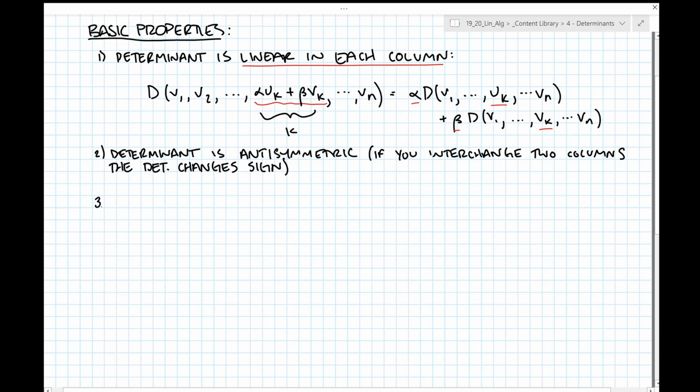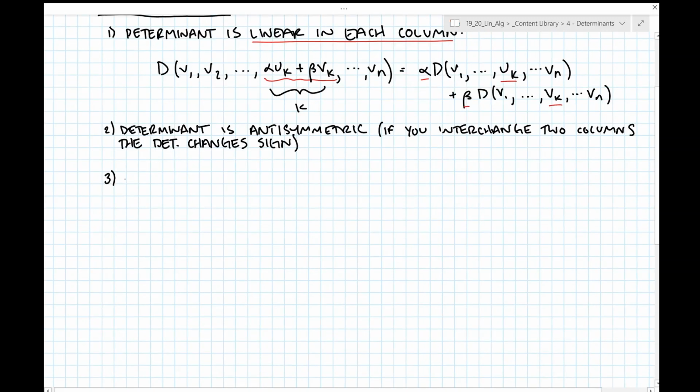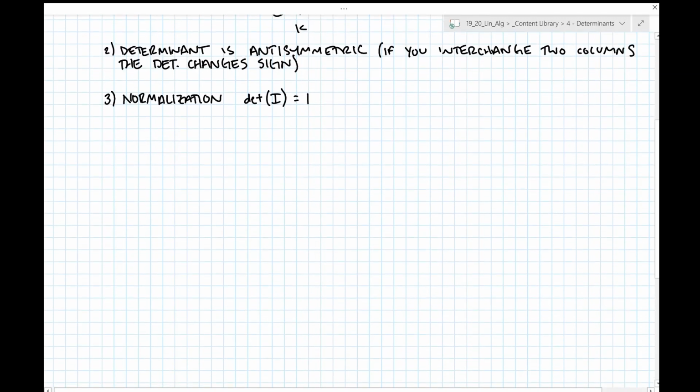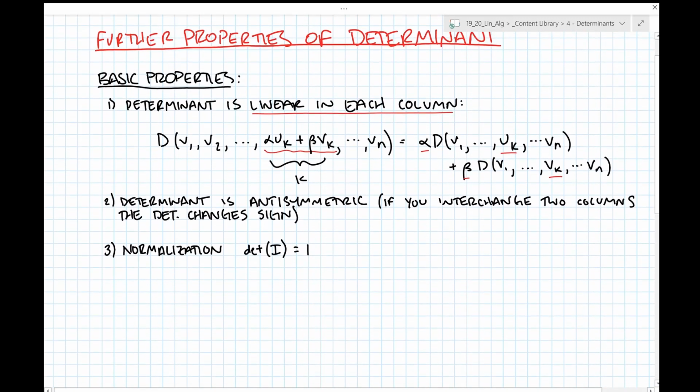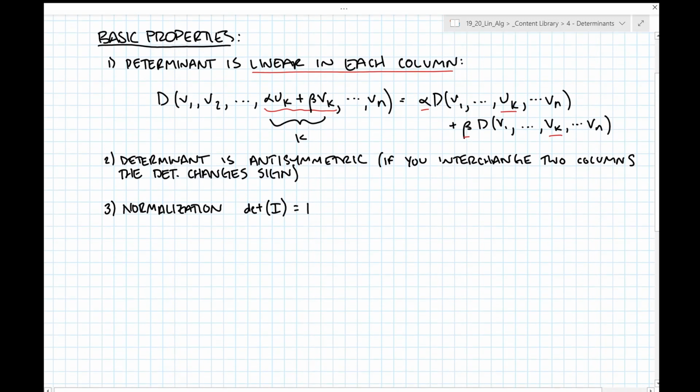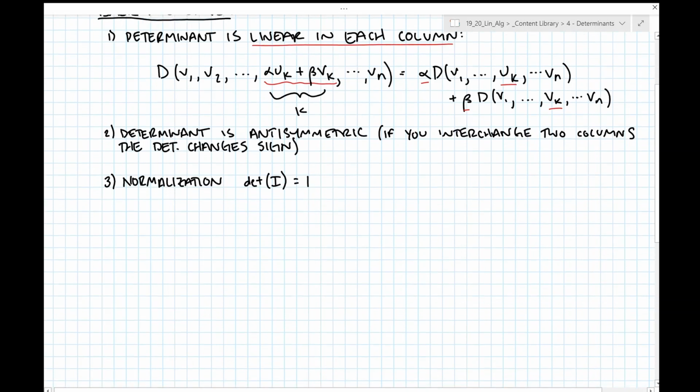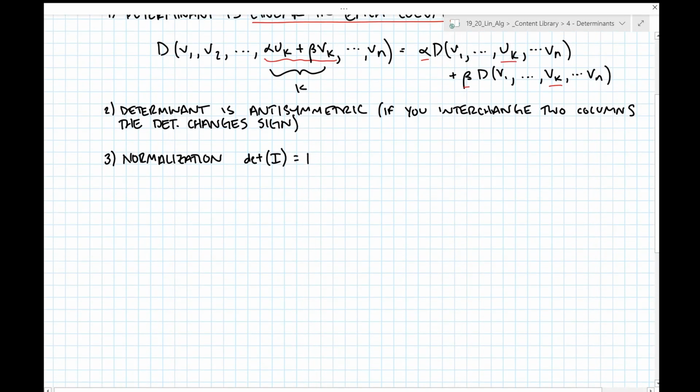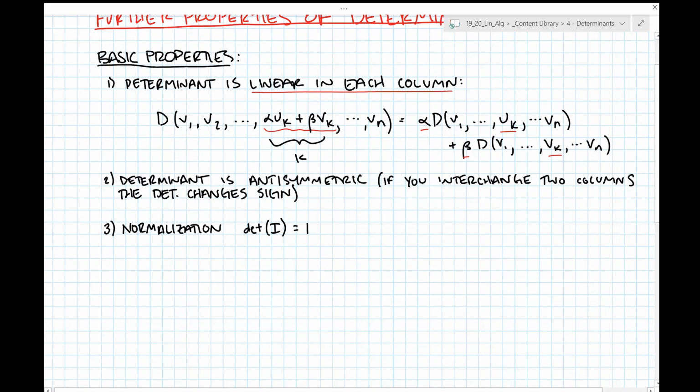And then we've got this last one that we called normalization. Basically, we said the determinant of the identity matrix is 1. Again, we talked about this before. We kind of wrapped up this linear argument into 1. So let's take these 3 properties, which completely define what we want out of a determinant.